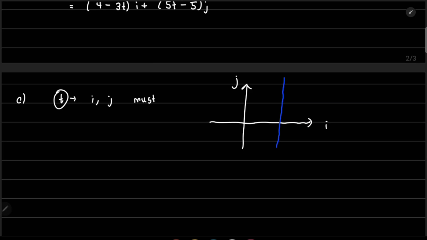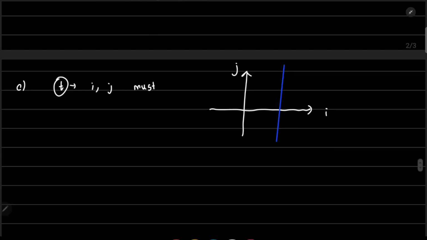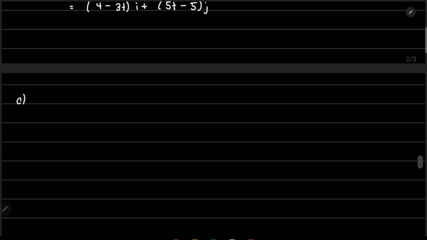So we'll have to find the time at which their i values are the same and the time at which their j values are the same. If the time at which their i value is the same and the time at which their j value is the same are equal to each other, they'll meet. Otherwise they won't. So we'll check that over here.